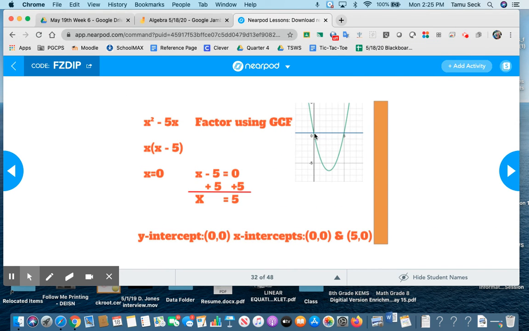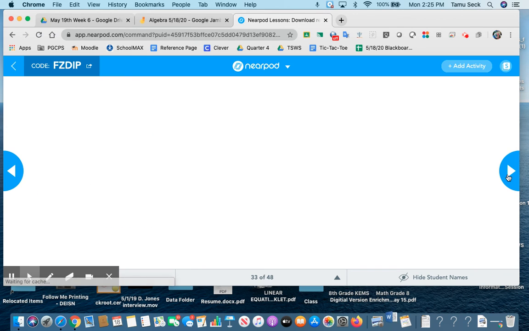So the y-intercept is at (0, 0) when you look in the Desmos calculator in the graph. So the y-intercept is where it crosses the y-axis.